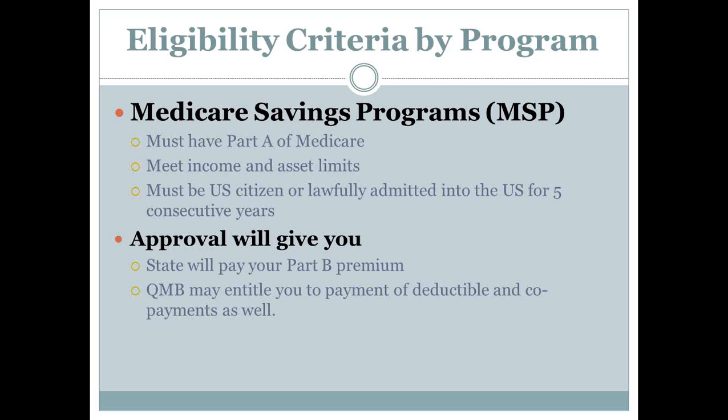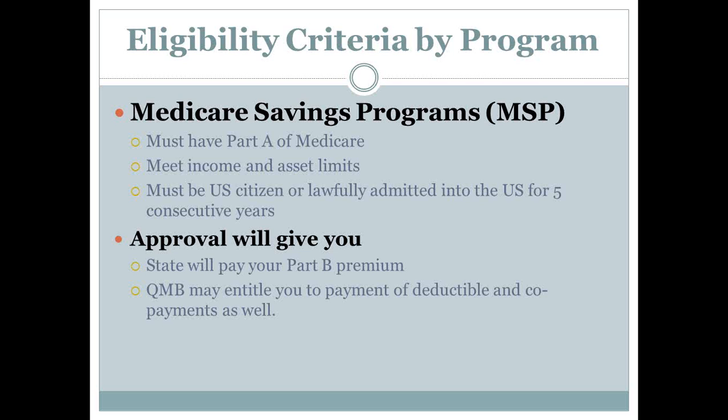The eligibility criteria for the next programs are the Medicare savings programs. There are several levels of Medicare savings programs. They start at the highest approval level, which is the Qualified Medicare Beneficiary Program, or QMB.